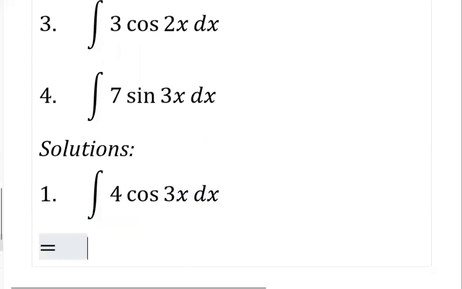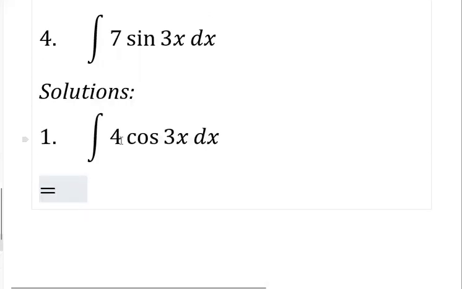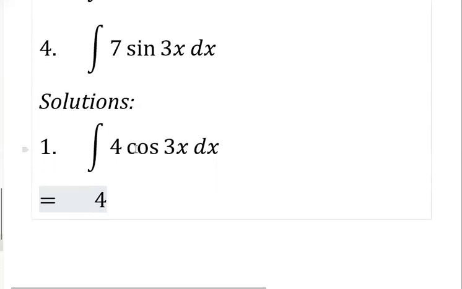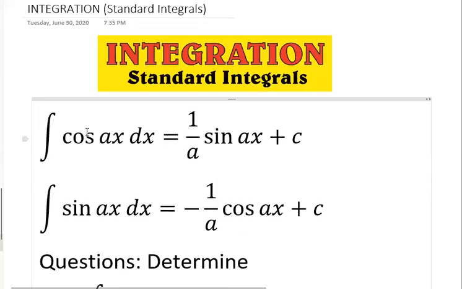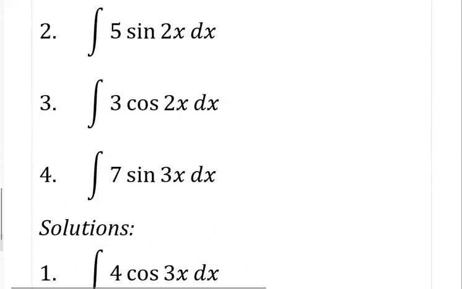Very good. So now let's integrate. 4 is a constant. So we don't have issue with that. We can bring our constant out. Now, let's integrate cos 3x dx. Here we have cos ax dx. So it will be 1 over 3 sine 3x. If you are applying this standard integral, we have 1 over 3 sine 3x. That's what we have here.